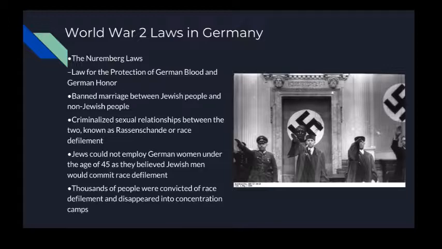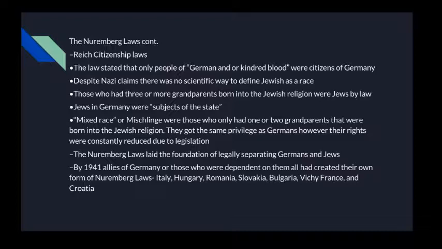It also prohibited Jews from employing any German woman under the age of 45 because they believed it would cause Jewish men to commit race defilement. And because of this law, thousands of people were convicted of race defilement and were sent to concentration camps.